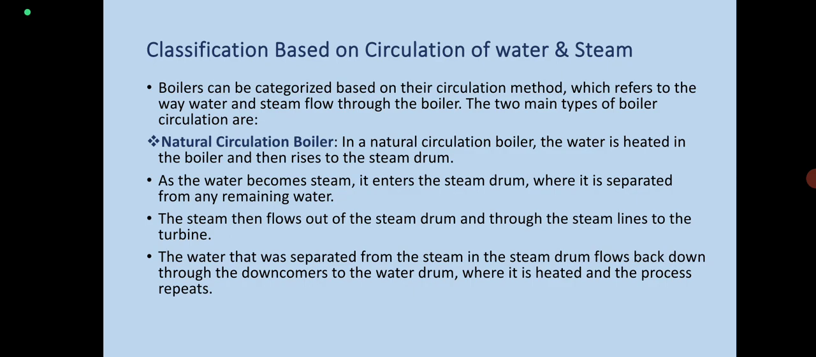As the water becomes steam, it enters the steam drum where it is separated from any remaining water. The steam then flows out of the steam drum and through the steam lines to the turbine. The water that was separated from the steam in the steam drum flows back down through the downcomers to the water drum, where it is heated and the process repeats.